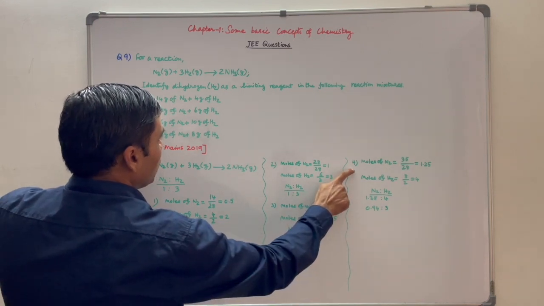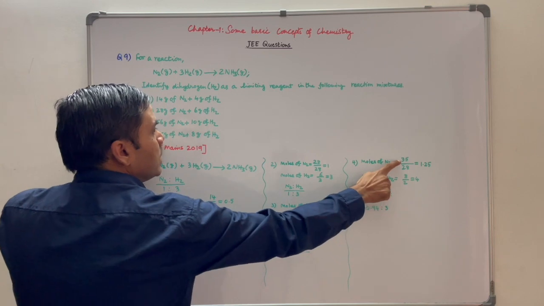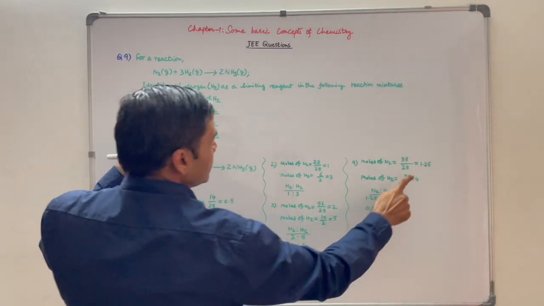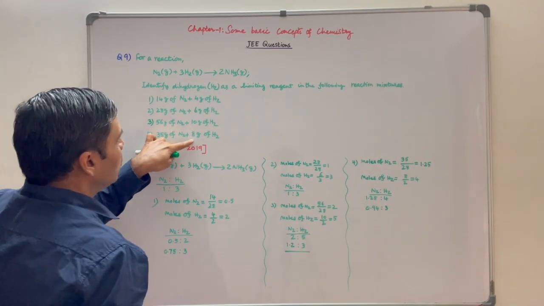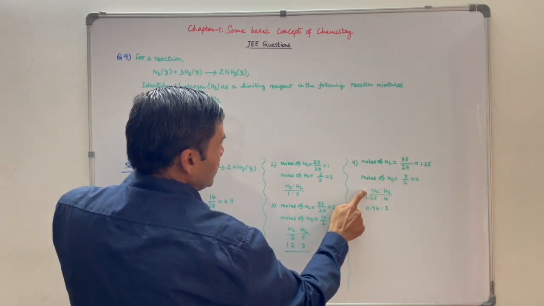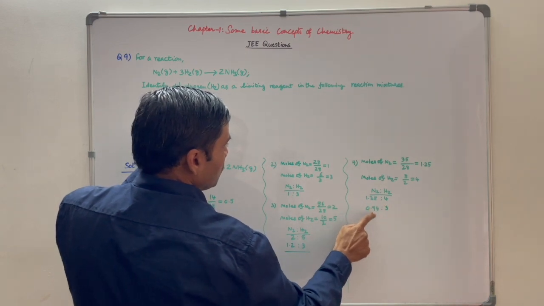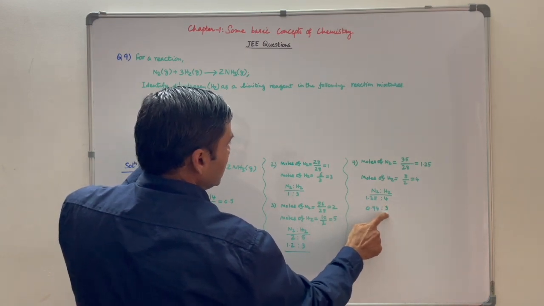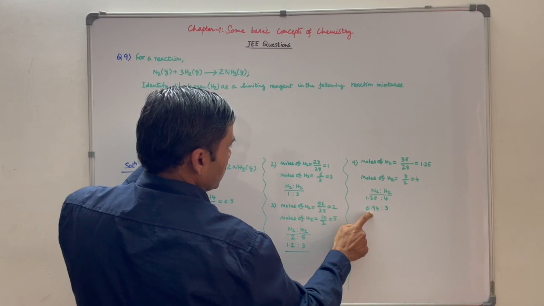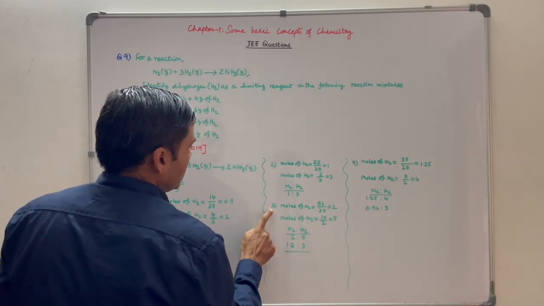Let us see option 4 also. Moles of N2 is equal to 35 by 28, that is 1.25, and moles of H2 is equal to 8 by 2, that is 4. So N2 is to H2 is 1.25 is to 4, that is 0.94 is to 3. That also is wrong option because N2 should be more than 1. So our correct option is option 3.